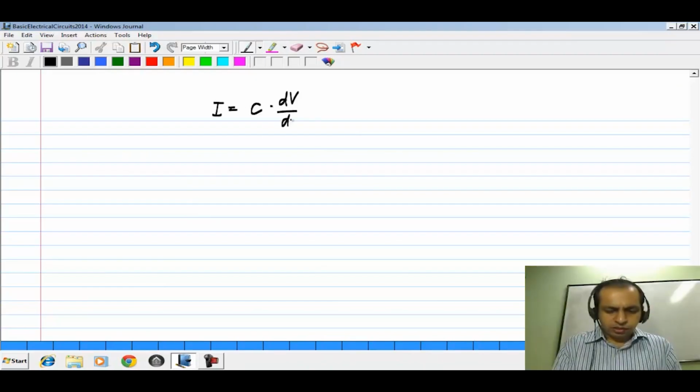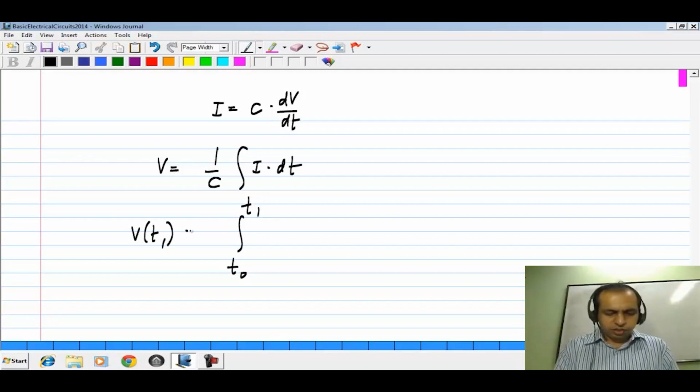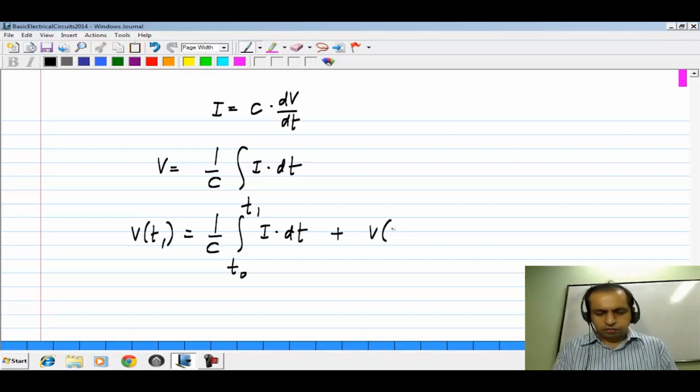I is given by C dV by dt, and if you invert this, we get the voltage to be 1 over C integral I dt. Now if I carry out the integral from some t0 to t1, V of t1 is 1 over C integral I dt plus V of t0. That is, the change in the voltage between t0 and t1 is the integral of the current, which is the charge accumulated between t0 and t1, divided by the capacitance C.